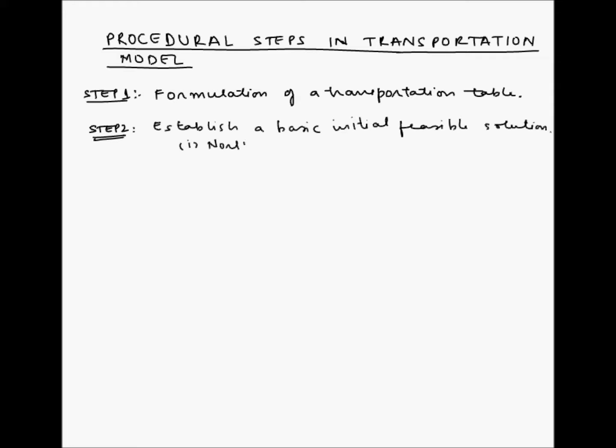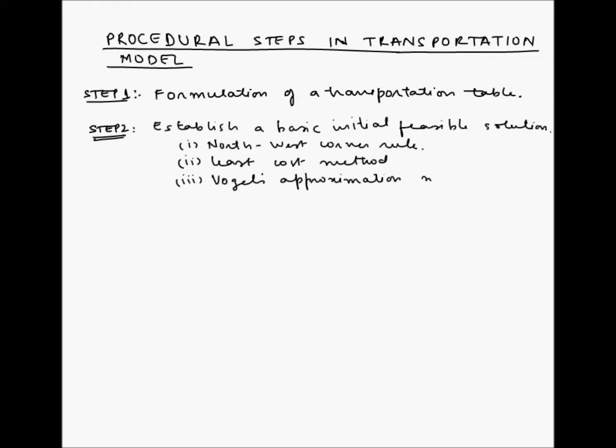northwest corner rule, second, least cost method, and third is Vogel's approximation method.